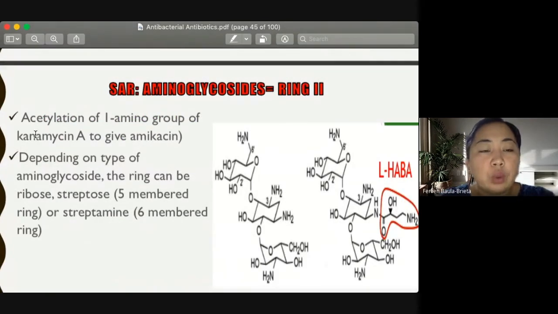Okay, so let's have now ring 2. So ring 2, acetylation pa rin. Acetylation of one amino group. When you say acetylation, that would be adding of your acetyl group. Okay, ito siya si acetyl, COOH. So addition of acetyl group in ring 2 is one upgrade that will allow our aminoglycoside to have an improved spectrum of activity and resistance to enzyme.